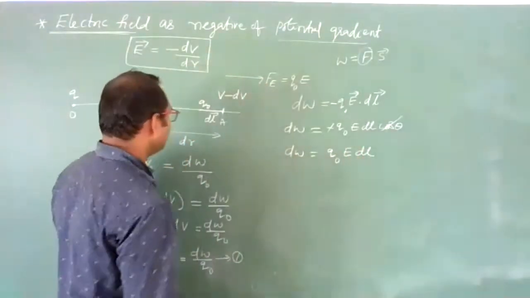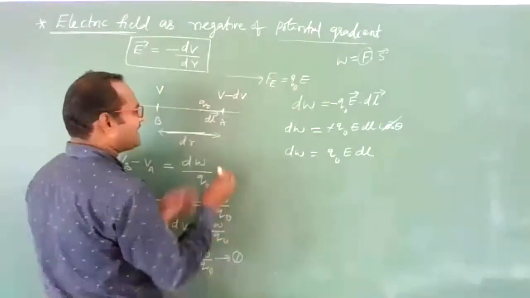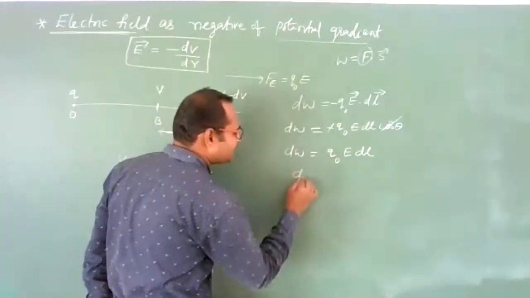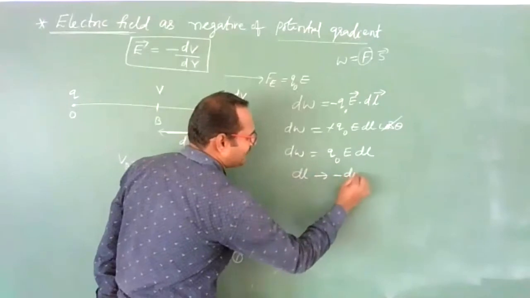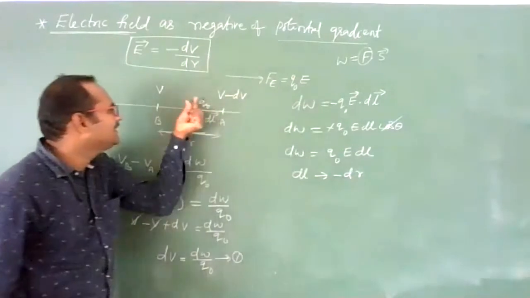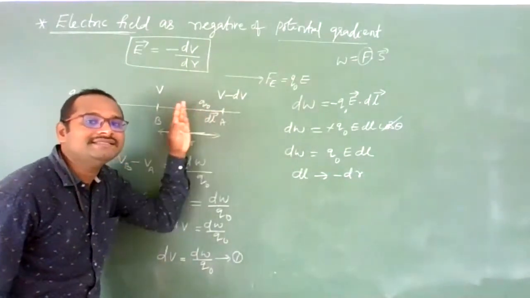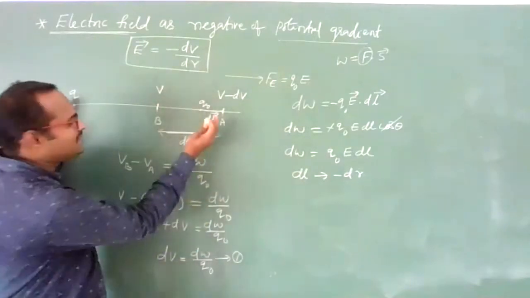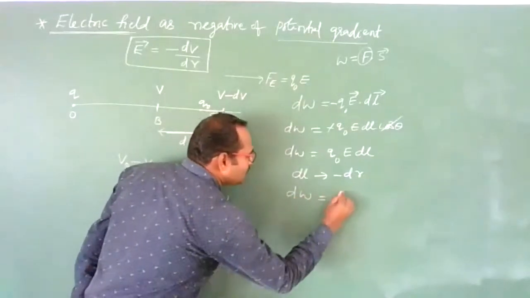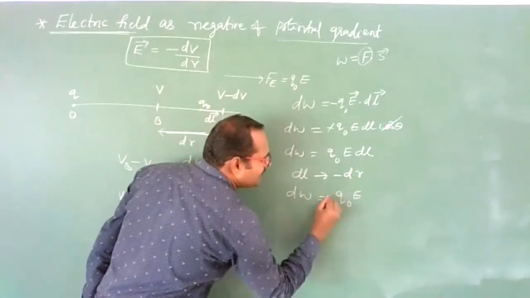Now you have to move it by a total distance of dr. Means as this dl is increasing, dr is decreasing. So you can replace dl by minus dr. I hope you are understanding why I am writing this. As you are moving this side, the length is increasing, but at the same time dr is decreasing, towards this negative charge. So you can write dW is equal to Q naught into E into dr value. In the place of dl, write minus dr.